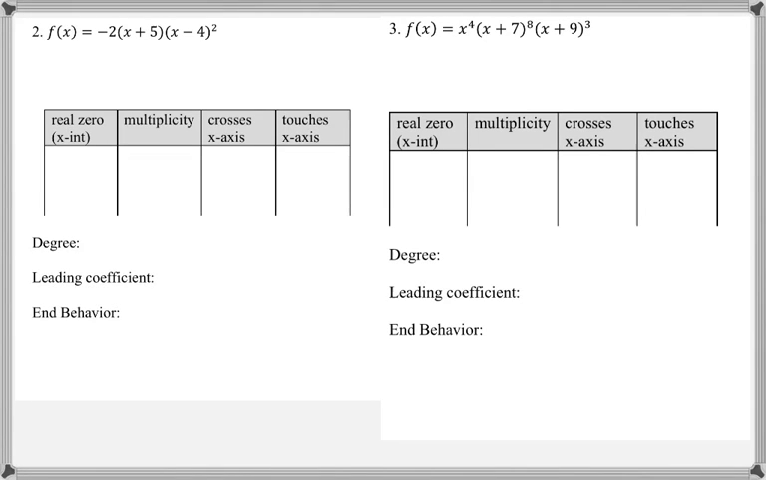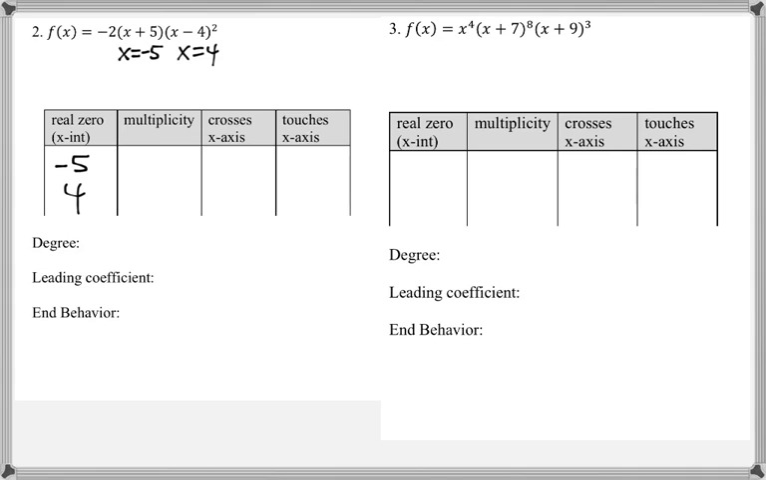Looking at 2 and 3, we're trying to analyze what's happening with the x-intercepts, or the real zeros. So number 1 we had to factor, but number 2 and 3 have already been factored for us. So the -2, that's not contributing anything. The x plus 5, that's going to be x is equal to -5. The x minus 4 squared, that's going to give us x is equal to 4. So my real zeros are going to be -5 and 4.